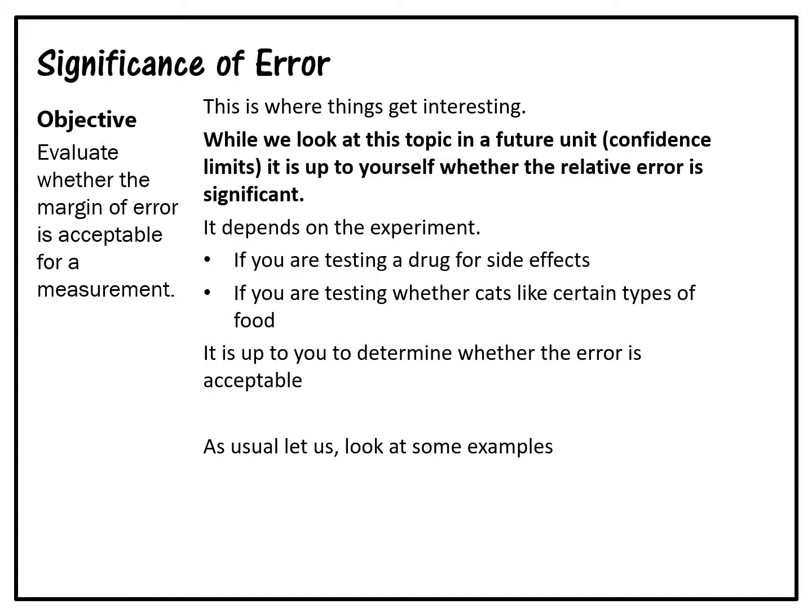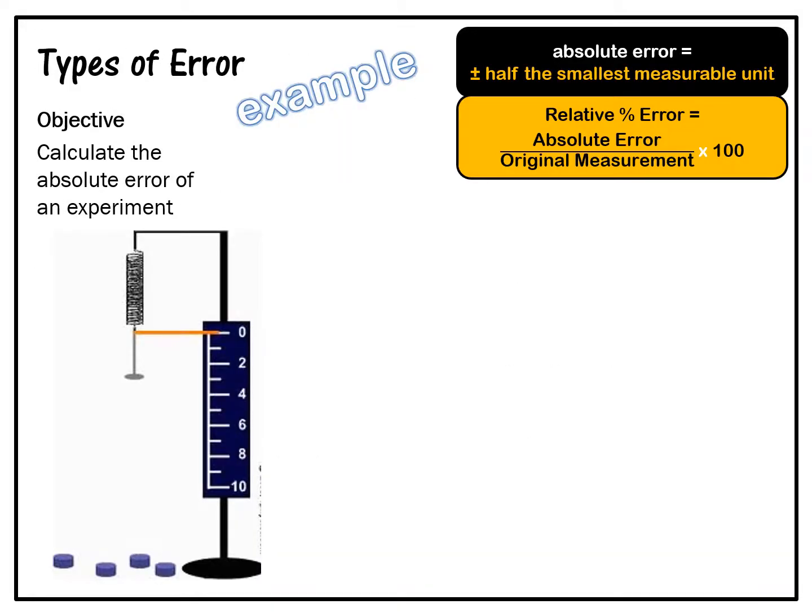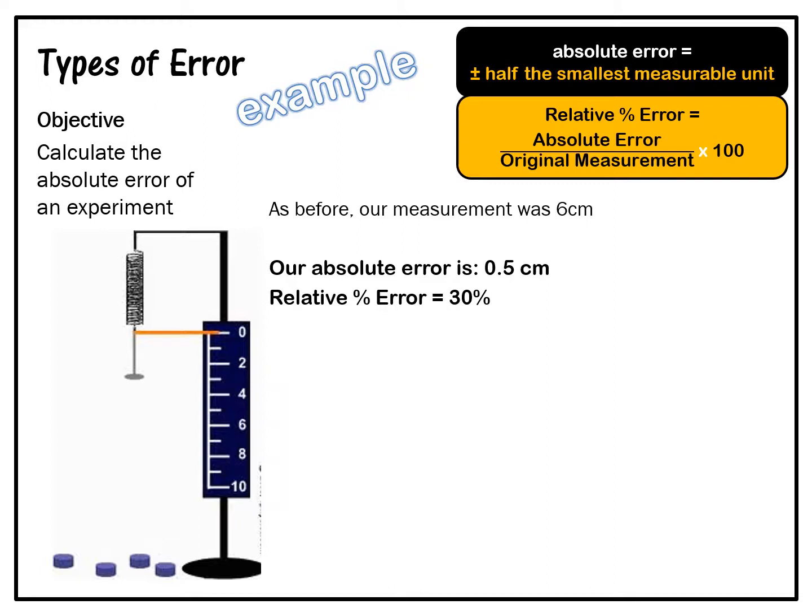As usual, we're going to look at some examples. But the thing to look out for is that the smaller the relative error, the more reliable the measurement will be. Just how reliable will be up for your interpretation. We will go back to our example of the spring. Our measurement was 6 centimeters beforehand. Our absolute error was 0.5. Our relative error in that case was 30%. Is 30% significant? I mean, you can decide for yourself if you want, but I would suggest that 30% is a significant error, no matter how you look at it.